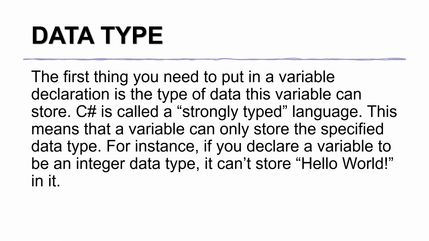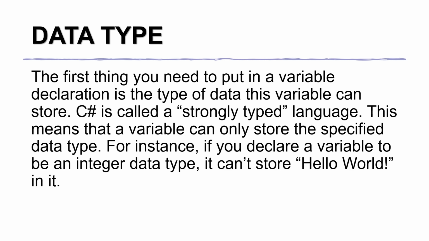So let's talk a little bit about data type. When you are declaring a variable, the first thing you need to put in your declaration is the type of data that the variable can store. If you've worked with other languages, you might have worked with something like Python that is not a strongly typed language. And a strongly typed language means that your variable can only store the specified data type.